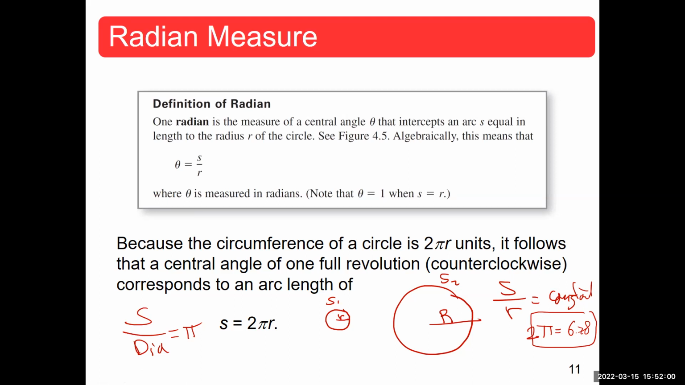Since that time, they've been using pi. And they call 1 radian, so the number 3.14 radians, pi equals 3.14 radians. And I'll show you how they name 1 radian, 2 radians, 3 radians. When R equals S, that's 1 radian.